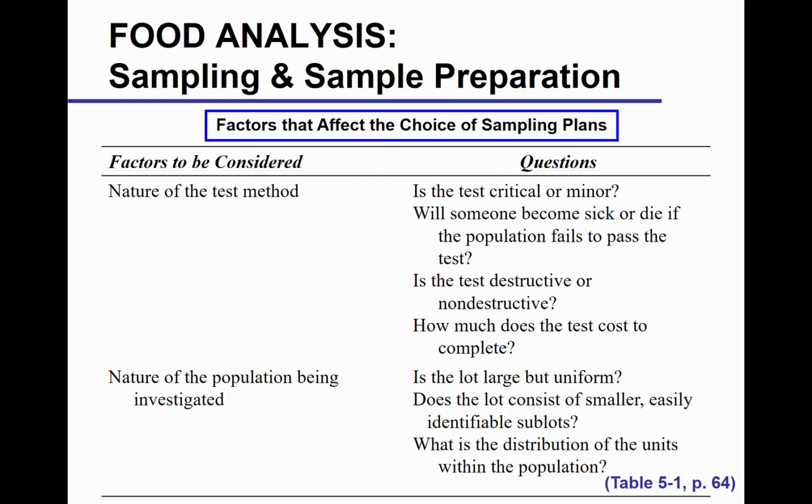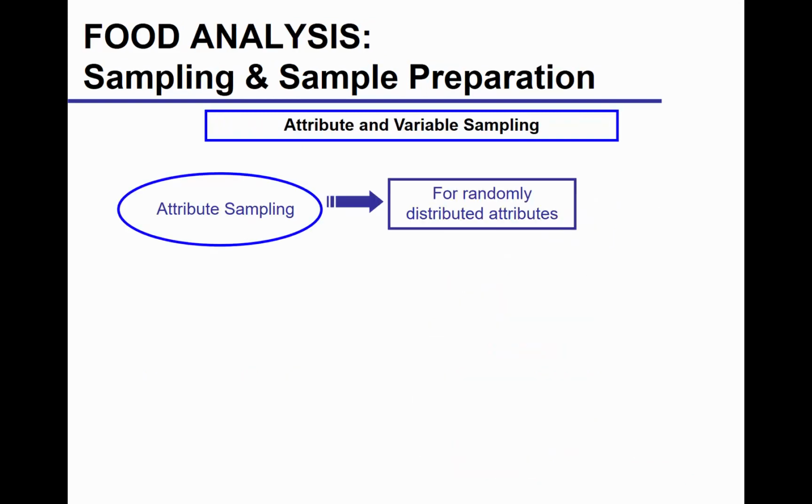What's the distribution of the units within the population? Are the units packed in boxes, and how many boxes and how many cans within a box? All of that is to be considered in determining the number of samples and the location of samples that you would get.